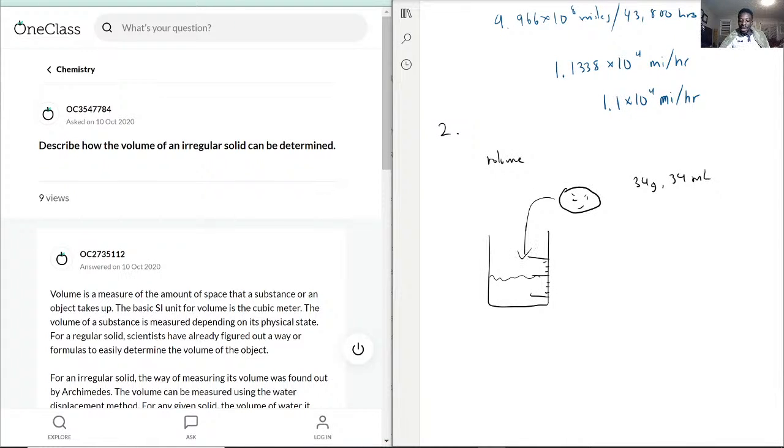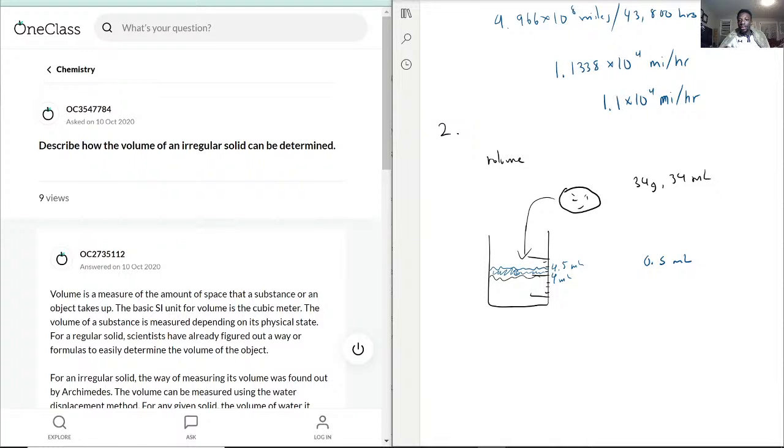Okay, and then there's a change. Once that solid goes in, there's displacement in the water. This volume displacement, this amount right here, is what they use to determine the volume of an irregular solid. So let's say this marker was at 4 mL, and then the volume rose to 4.5 mL. The volume of this irregular solid would be 0.5 mL.